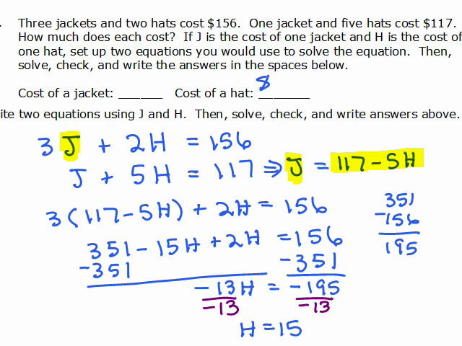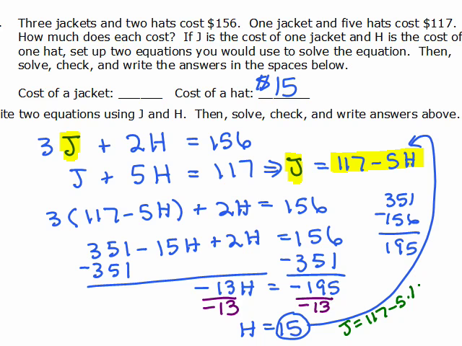All right, we've got that. $15 for a hat. Now, what's the cost of the jacket? Well, now that you know H is 15, we can plug it right in here. So if we do that, we've got that the jacket is 117 minus 5 times 15, which is 117 minus 75, which is 42. So a jacket is costing $42. All right, that seems kind of reasonable. You know, cost of a jacket's $42, cost of a hat is $15.